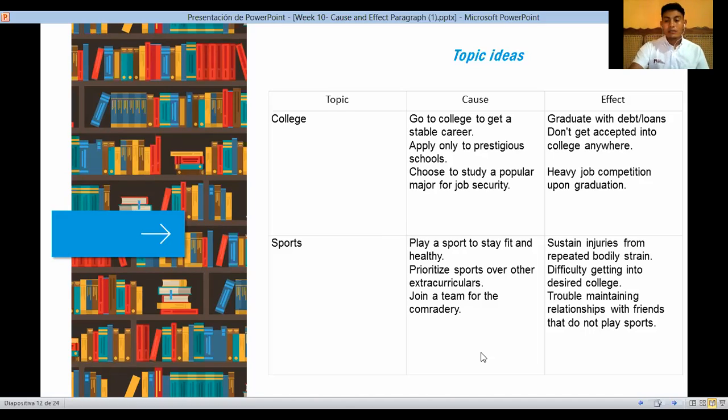One effect is getting injured from repeated bodily strain, because if you play any sports, you will have an injury, right? Another effect is difficulty getting into a desired college, because that is the action that you do in the present: play a sport. Another effect is trouble maintaining relationships with friends that don't play a sport, because the people who play any sports don't really connect with people who don't play. It will be effects of the last cause, right?